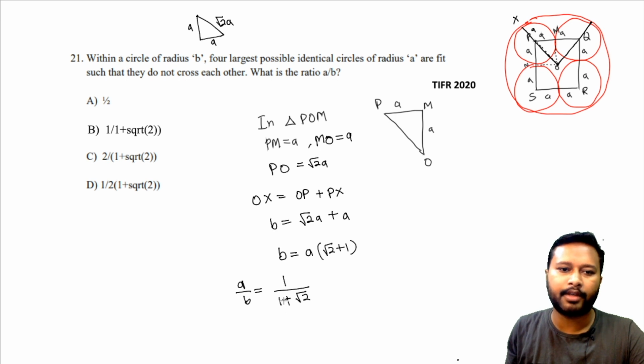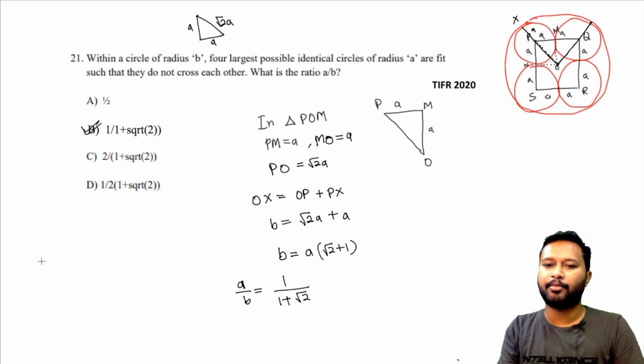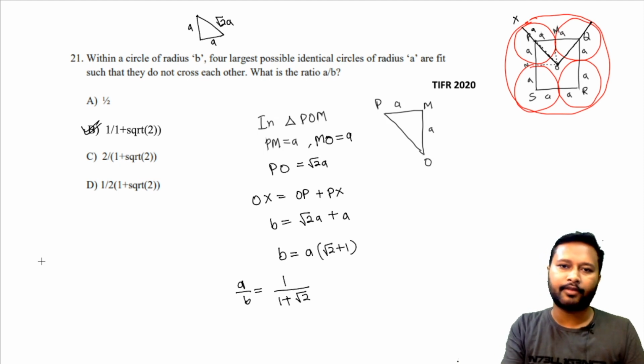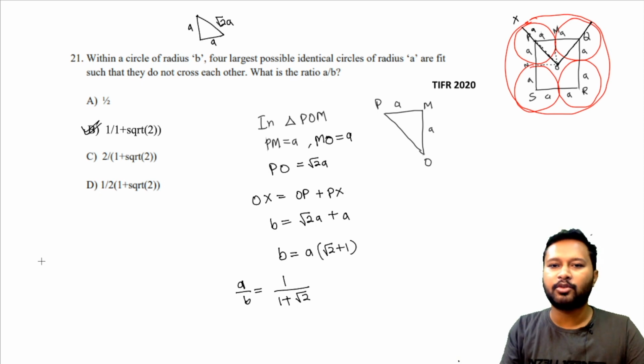Okay, so 1 upon 1 plus square root of 2, and that's your option number B. So this is how simply you can approach this question. It was not difficult, but you just have to understand the property of a square and the property of a circle to solve this, right? Okay, let's go to the next question then.